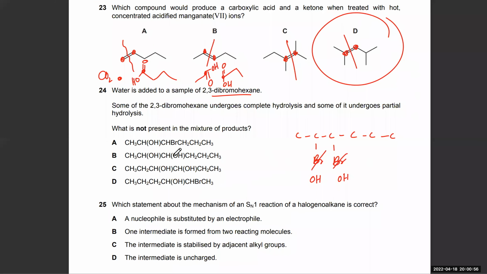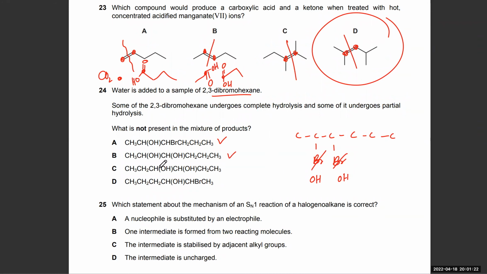So what is not present in the mixture? Either both of the Br are gone, or partial hydrolysis is that either one of them is going to go. So what is not present in the mixture? So 1, 2, 3, 4, 5, 6. One of them has OH, the other one has Br. So that is present. What about this one? Both of them have OH groups, so that is also present.